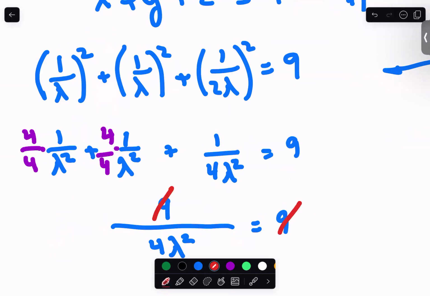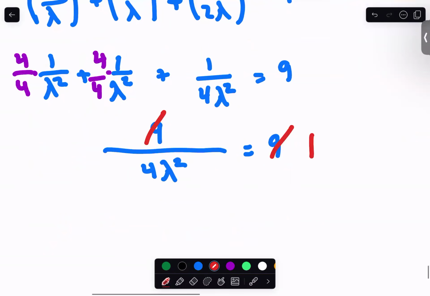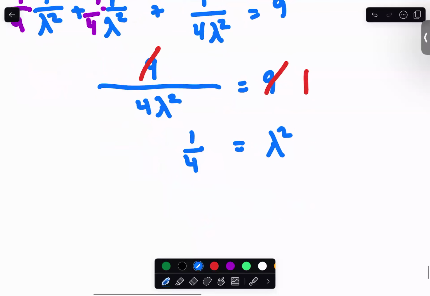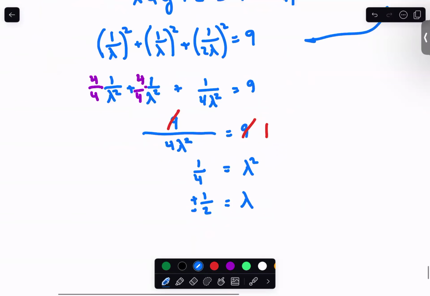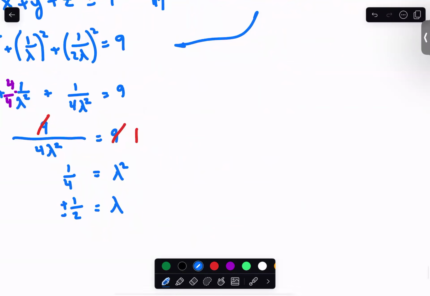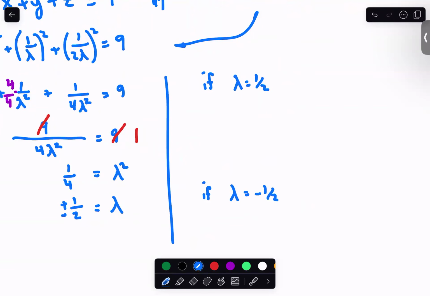So that's pretty convenient. Now I can cancel these out. And so I'm going to be left with lambda squared is equal to 1/4. And so finally, lambda is going to be plus or minus 1/2. Now that I know what lambda is, I can break up into cases. What happens if lambda is equal to positive 1/2? And what happens if lambda is equal to negative 1/2? And I can plug those into my previous equations.